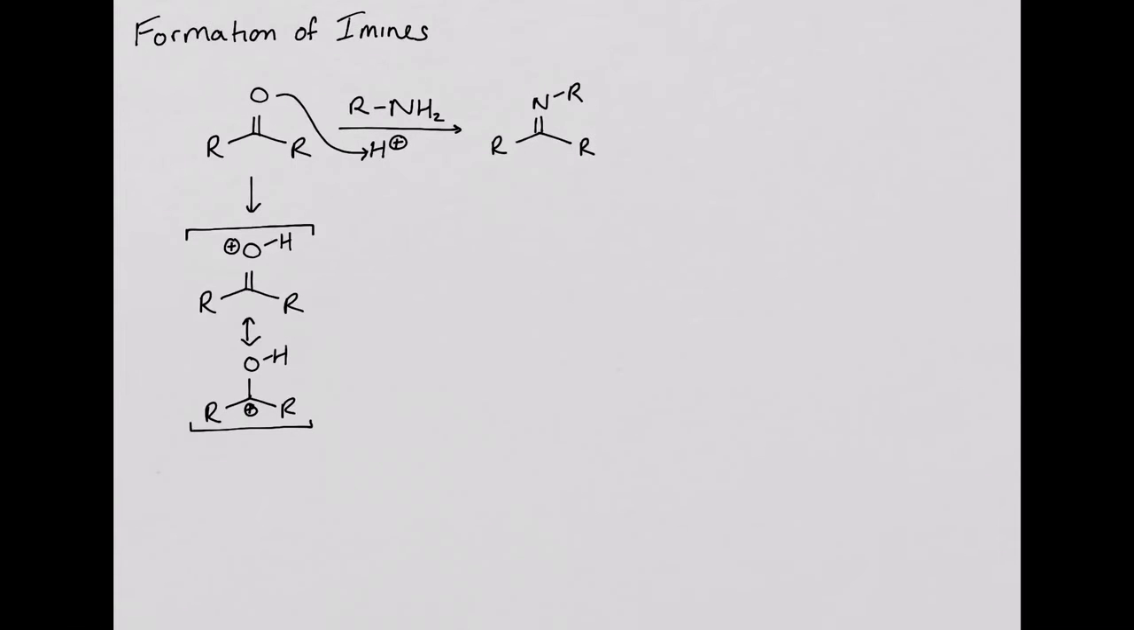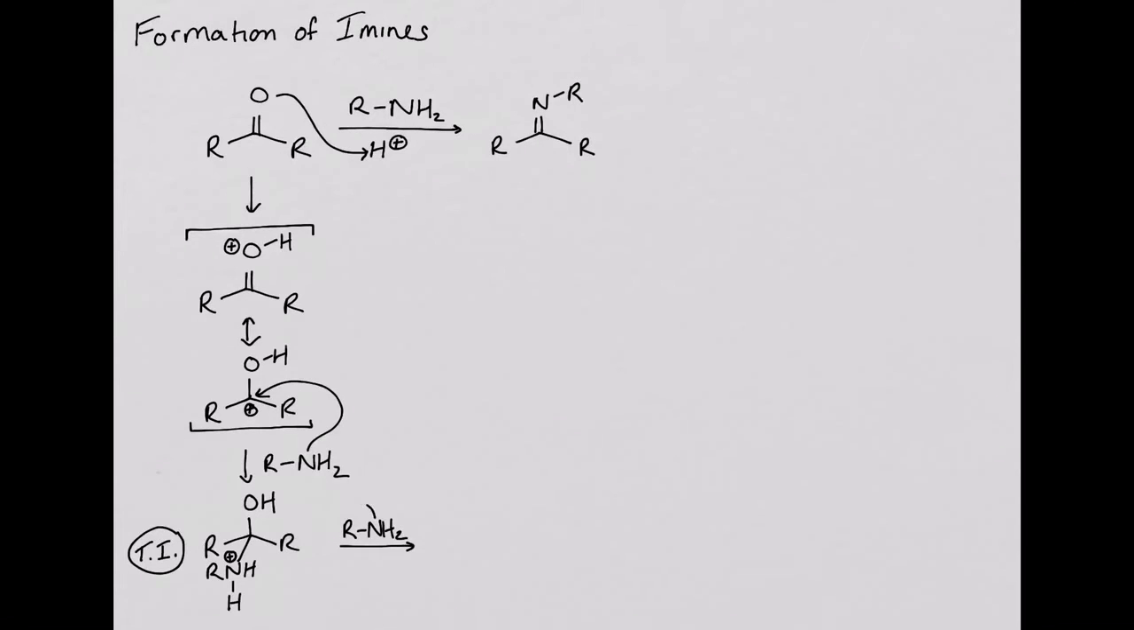Once the carbonyl has been protonated, the next step is attack of the nucleophile, in this case the amine. This produces the tetrahedral intermediate. Deprotonation of the tetrahedral intermediate by another molecule of amine produces the carbinolamine intermediate.